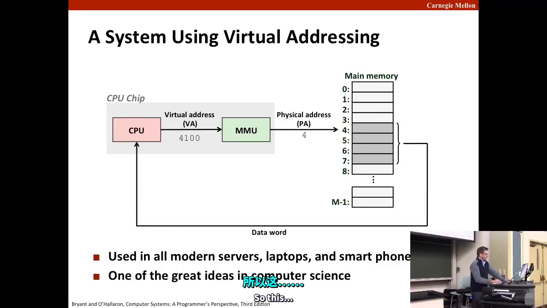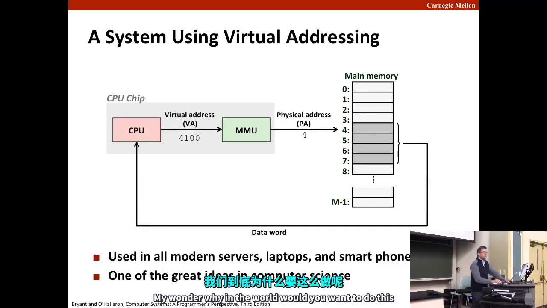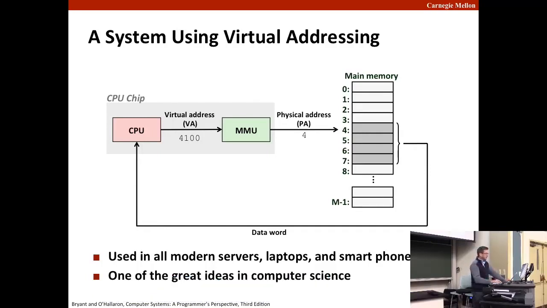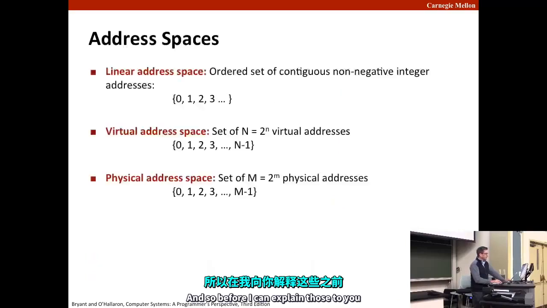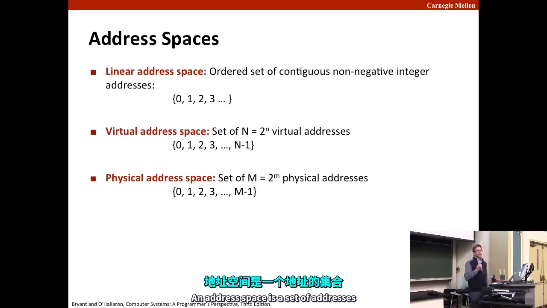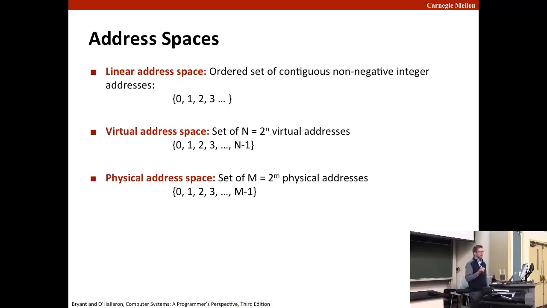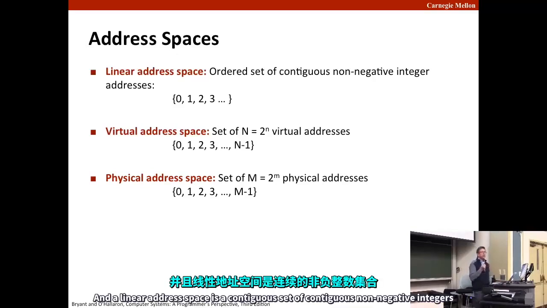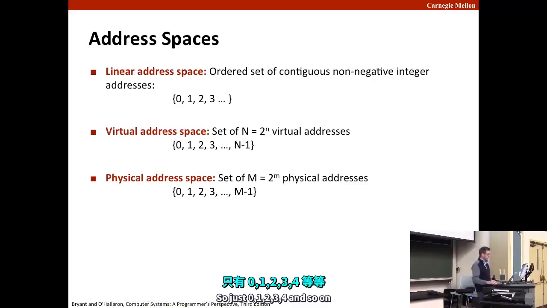You might wonder, why in the world would you want to do this? Well, it turns out there are all kinds of good reasons to virtualize the address space. Before I can explain those to you, let me define a few terms. An address space is a set of addresses. So an address space is a set, not of data bytes, but of the addresses of those bytes. And a linear address space is an ordered set of contiguous non-negative integers, just 0, 1, 2, 3, 4, 5, and so on.